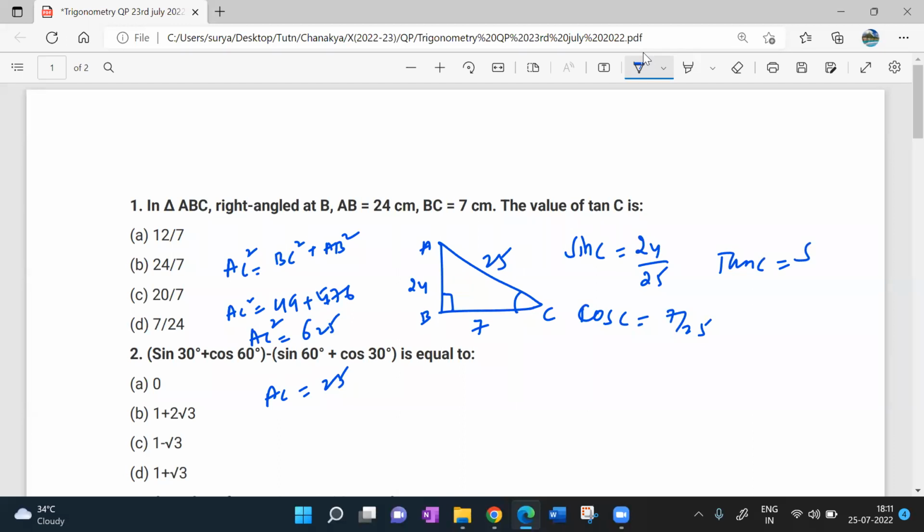So tan C is going to be what? Sin C by cos C. So sin C is 24 by 25 divided by 7 by 25. This will give the answer: 24 by 7 is the answer. Option B is correct. Any doubts?